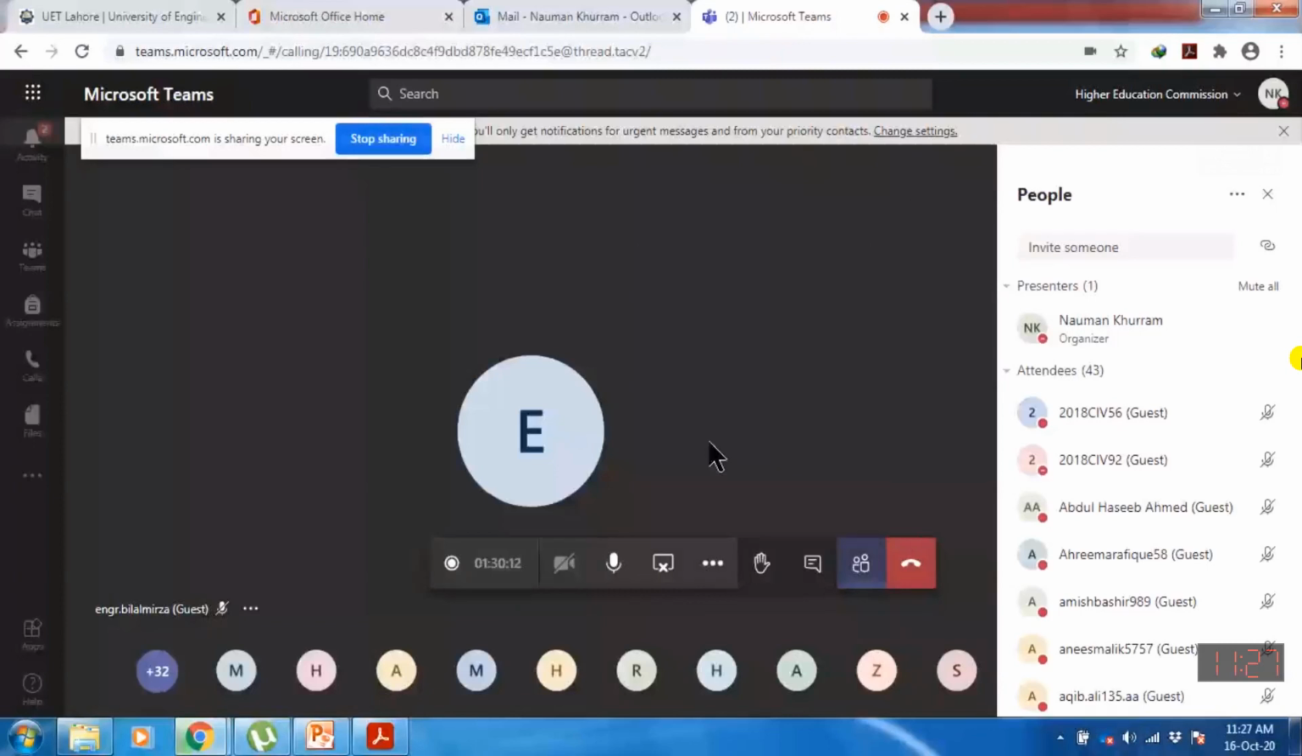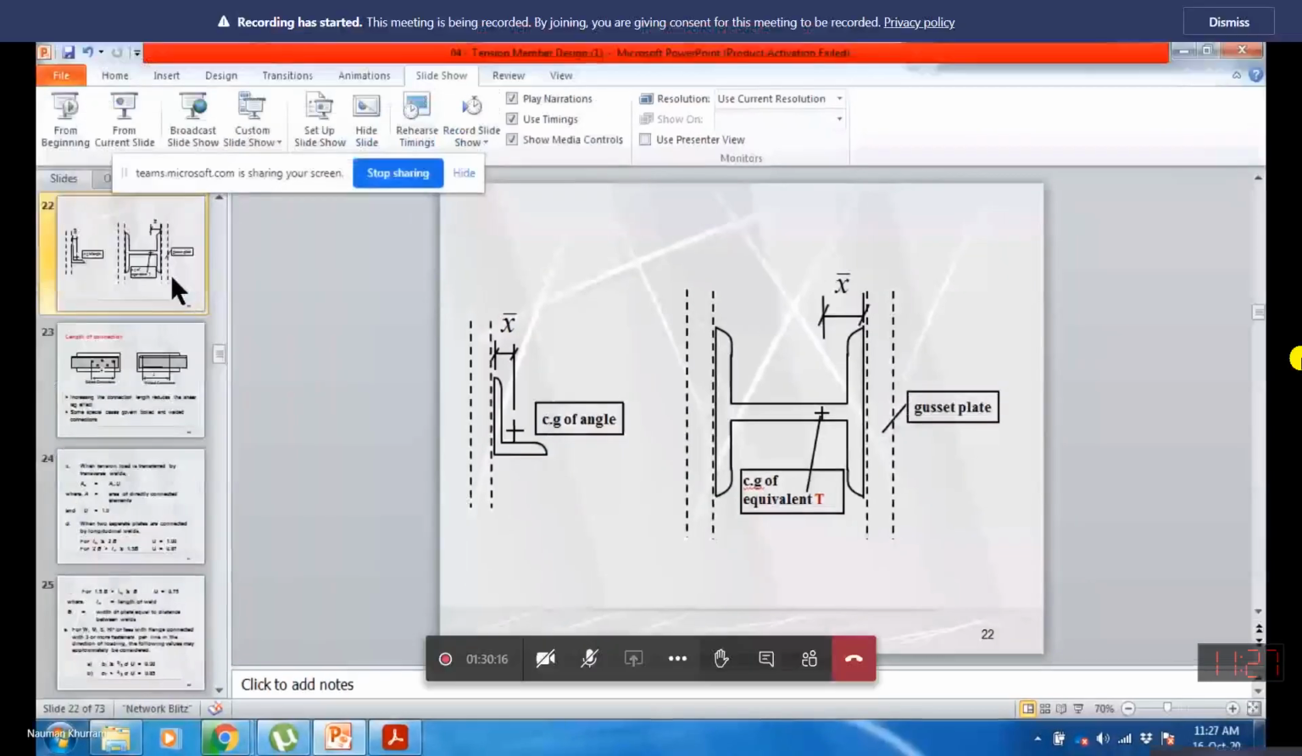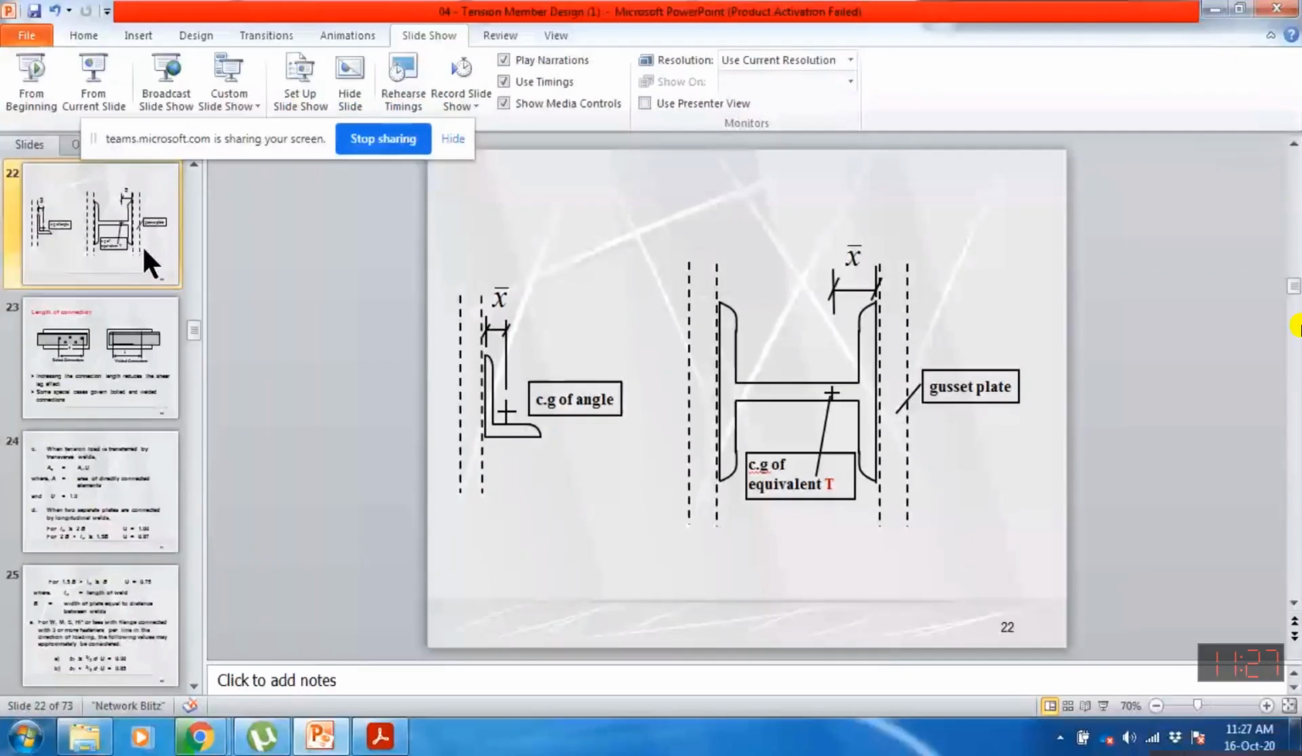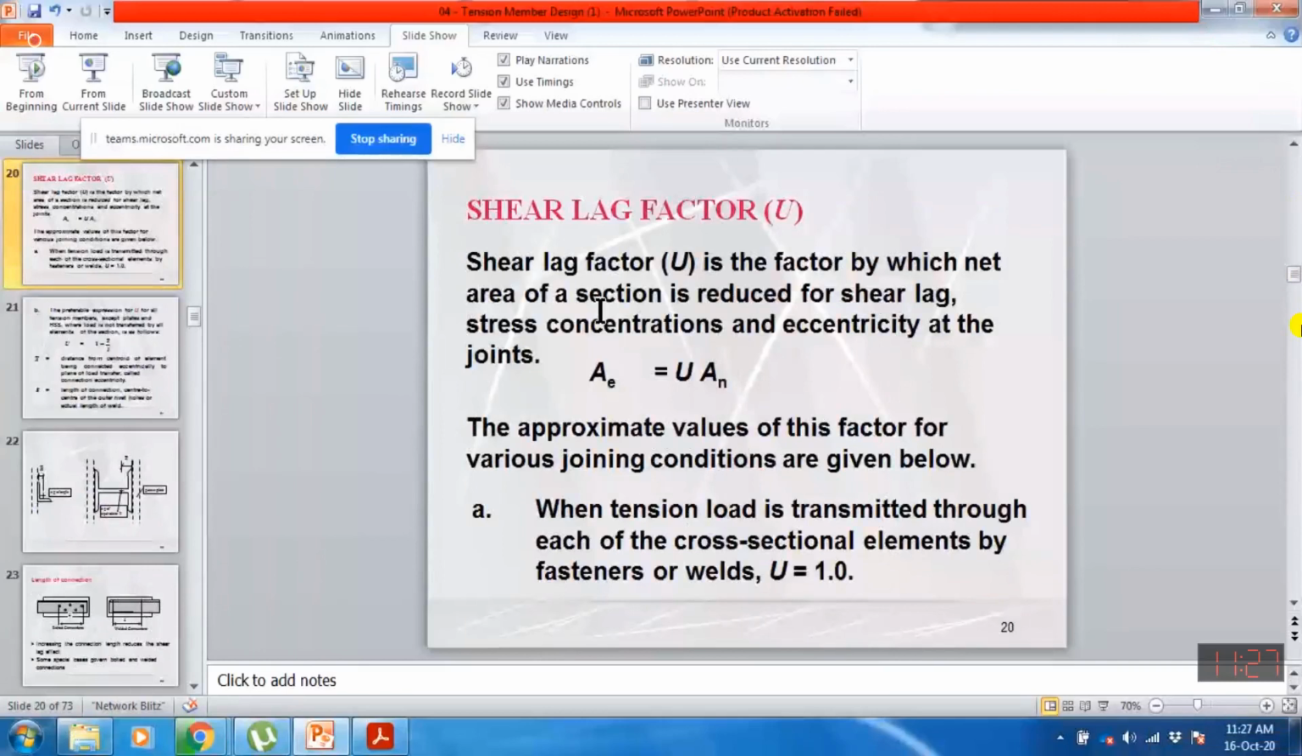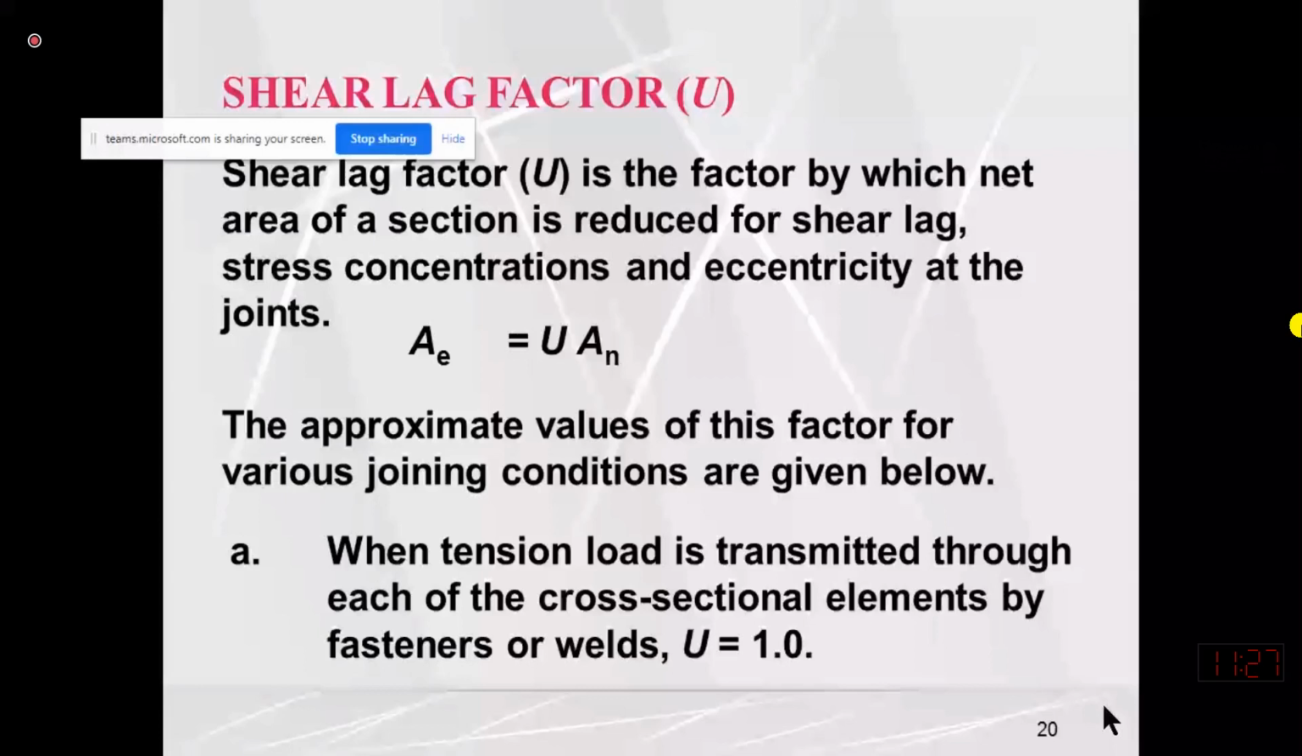Okay, Bismillahirrahmanirrahim. Before the break, we were discussing the shear lag factor, and I was explaining how to compute that shear lag factor. So shear lag factor is used in order to reduce the net area due to two reasons. We may have either stress concentration or eccentricity at the joint. This means that shear lag factor will only be used with the net area in order to compute the rupture strength or capacity in rupture.